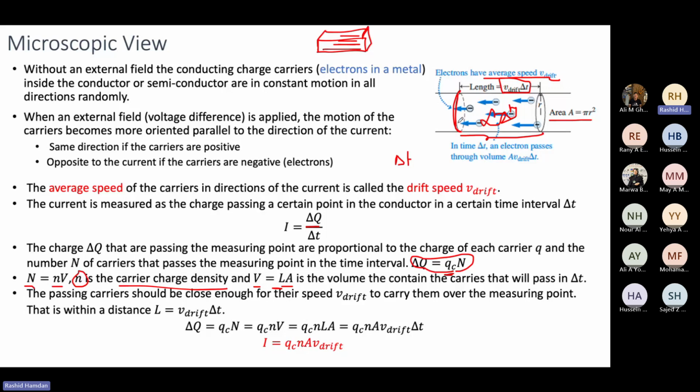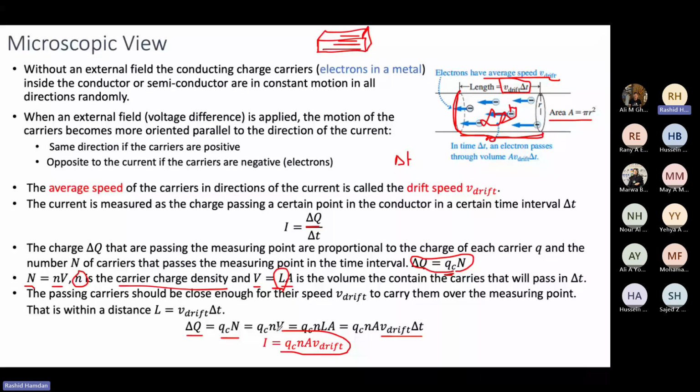How fast they move times how much time I give them. So if someone is 1 meter away from me and their speed is 1 meter per second, and I give them 1 second, they arrive. But if they are 2 meters away, they won't arrive. So it's just the time interval in which they have enough time to pass my door. So delta Q is Q_c times N, the charge per carrier times their number. Their number is density times the volume, and the volume is length times area. And the length is the V drift times the time I give them. So now when I find I, which is dq over dt, the dt cancels out and I have q n A times V drift.